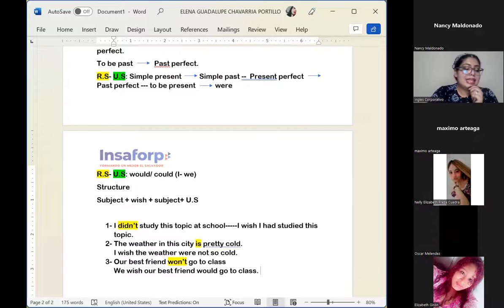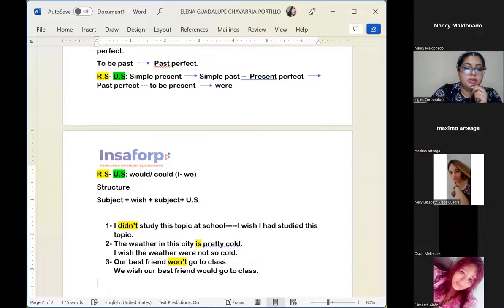Because we're saying, desearíamos que nuestro mejor amigo fuera a clases. Ahí es donde entra el desearíamos. Porque ya decíamos que el I wish es como el ojalá. Y con todos los demás pronombres es yo desearía o me gustaría que esta situación pasara. So in that case, we have this structure with the future.